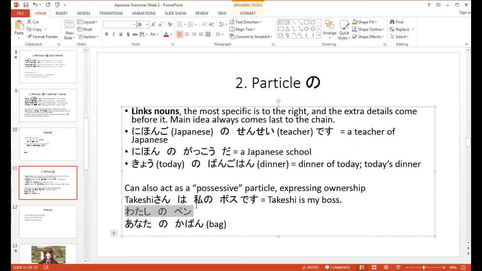Okay. So watashi no pen is my pen. Or you could say pen of mine. That's the safe option. Or like here, anata no kaban, which is bag, will be like bag of anata or something. If you don't know what anata means, it's pretty much your bag. All right.